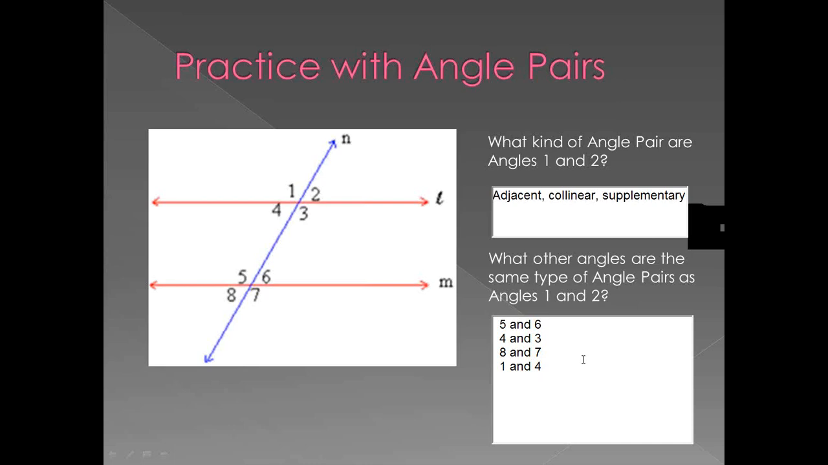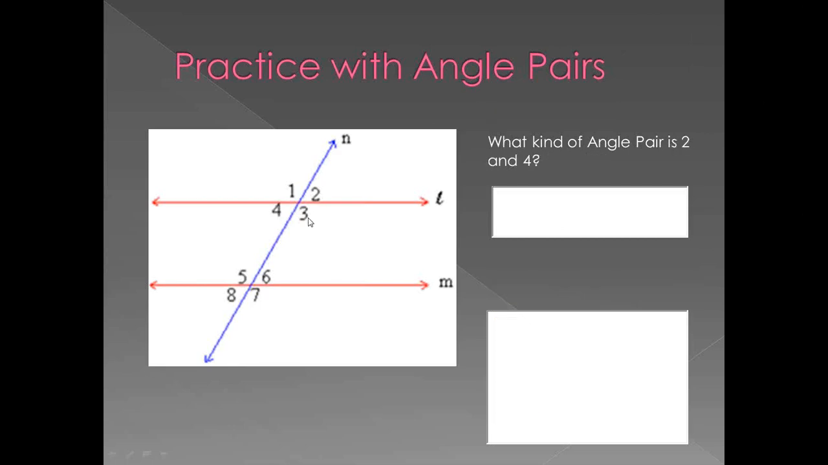1 and 4. Okay, 2 and 4, they're vertical, so those aren't going to be collinear. They have to be on the same side of the line. 5 and 8. Good. 2 and 3, and 6 and 7. All right, you guys are doing really good. All right, let's move on to the next one. Now, what kind of angle pair is 2 and 4?